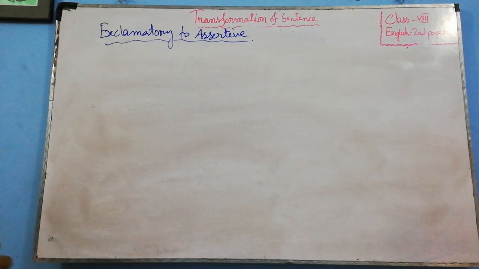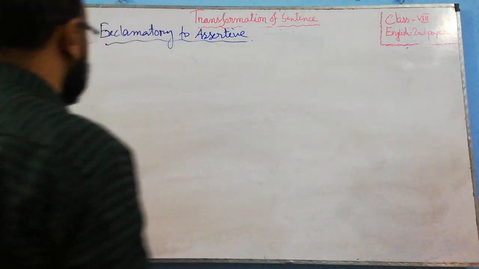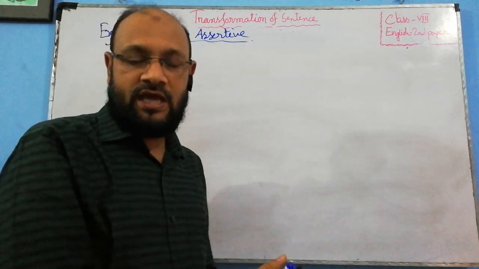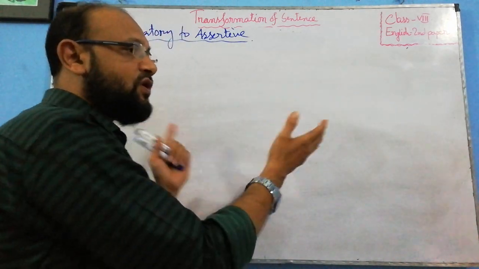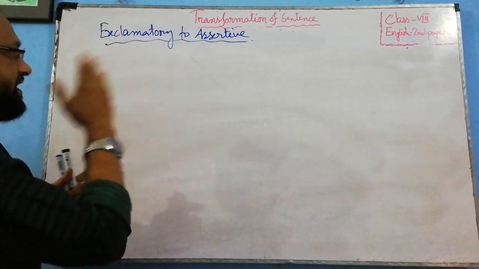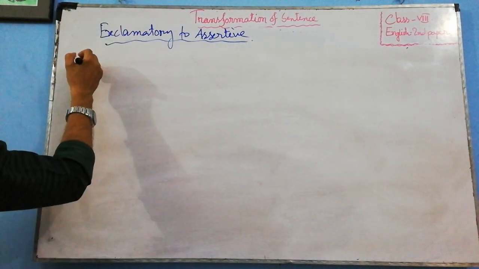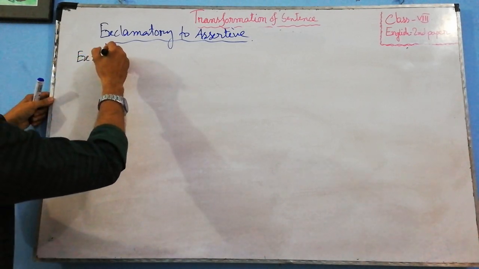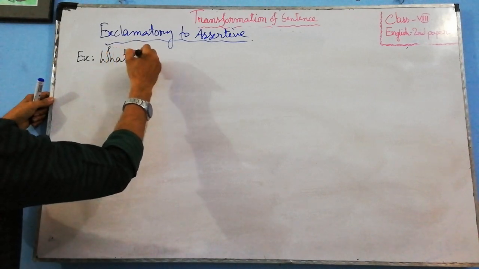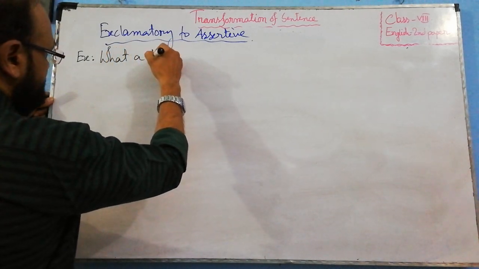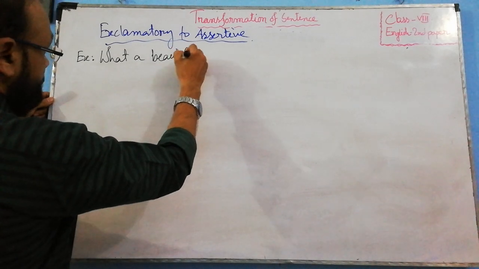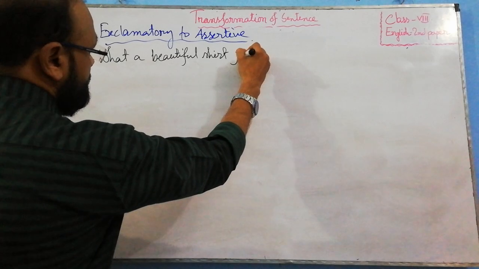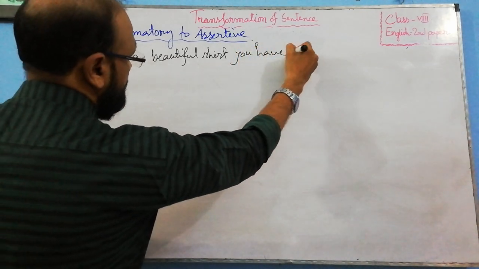From exclamatory to assertive. How can we transform them? It's a much easier one. As we have transformed the assertive to exclamatory, we'll just use the alternative rules. We'll just alternate them. The exclamatory one is: what a beautiful shirt you have.